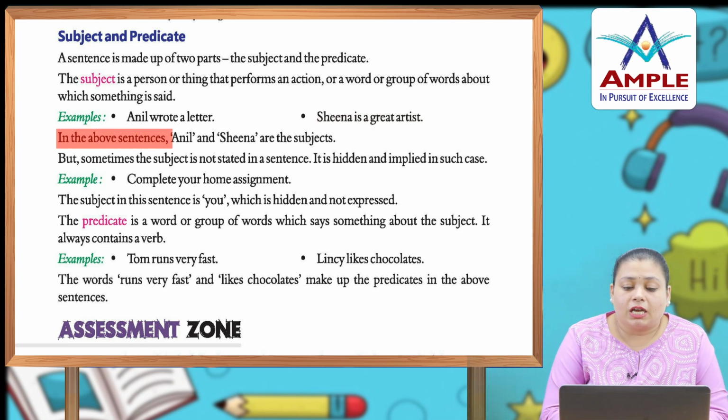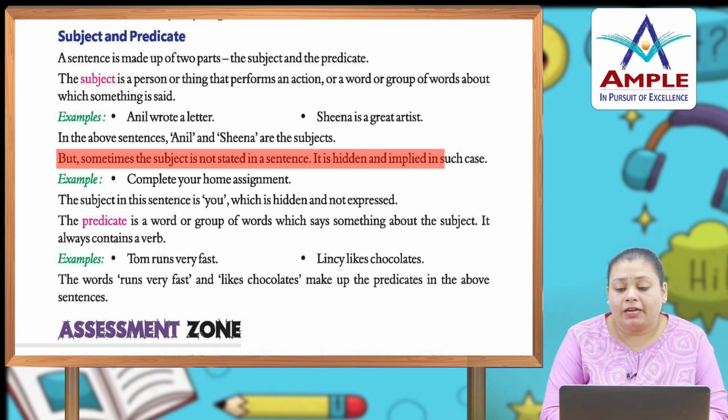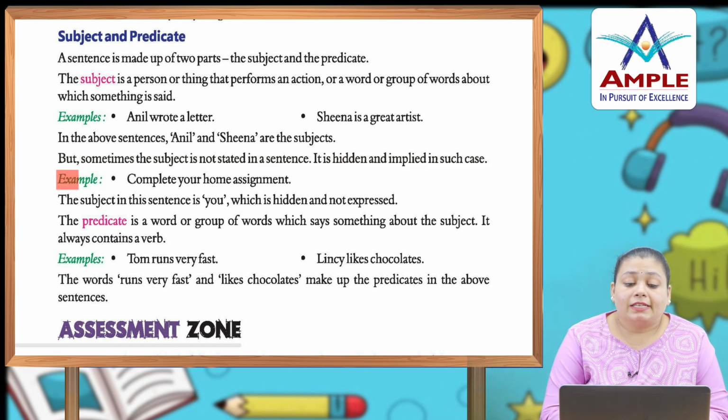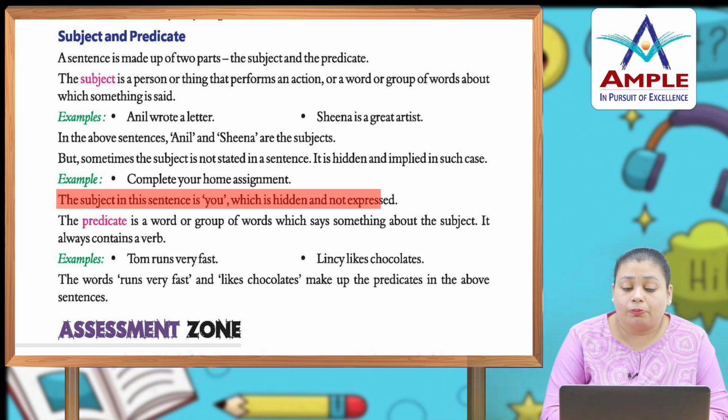In the above sentences, Anil and Sheena are the subjects, but sometimes the subject is not stated in the sentence. It is hidden or implied in such cases. Example: Complete your home assignment. The subject in this sentence is you, which is hidden and not expressed.